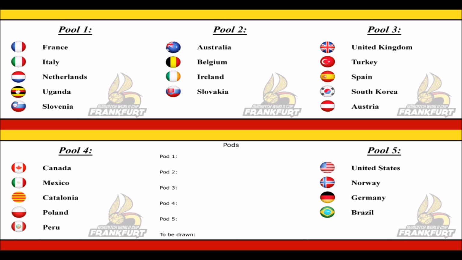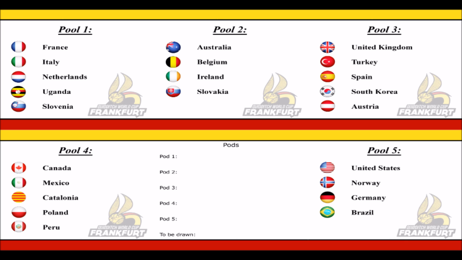Ladies and gentlemen, I present to you the pools for World Cup 2016. In Pool 1, France, Italy, the Netherlands, Uganda, and Slovenia. In Pool 2, we have Australia, Belgium, Ireland, and Slovakia. Pool 3 is the United Kingdom, Turkey, Spain, South Korea, and Austria. Pool 4, Canada, Mexico, Catalonia, Poland, and Peru. Our final pool is Pool 5, featuring the United States, Norway, Germany, and Brazil.